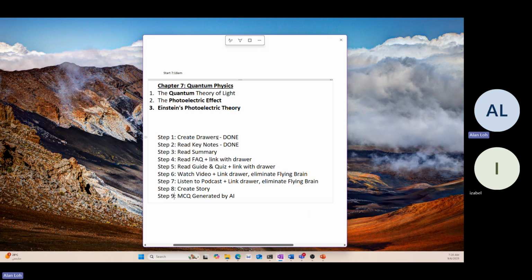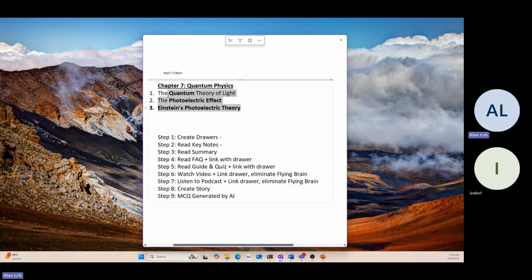Create drawers, right? As the name itself is called BrainDrawer, I'm creating drawers that can store inside your brain. This is not done yet. Let's remove the label done. For this particular chapter, quantum physics, there are 3 drawers I want to create for you. The first drawer is quantum theory of light. Second drawer is photoelectric effect. Third drawer is Einstein photoelectric theory.